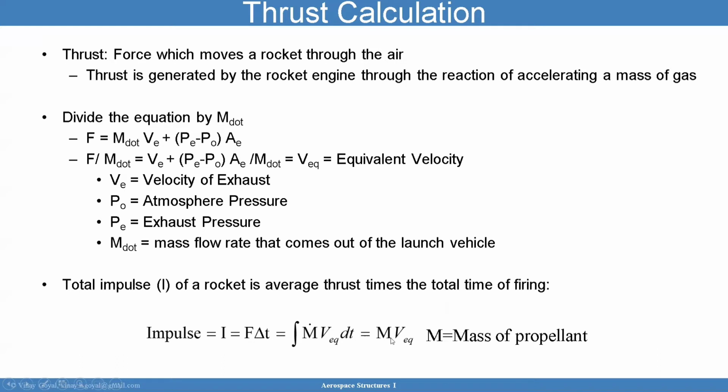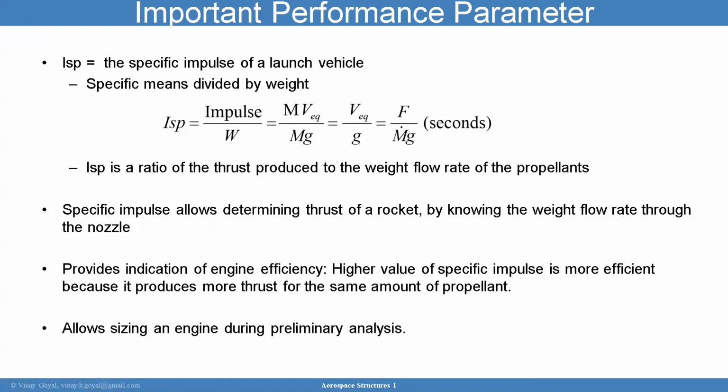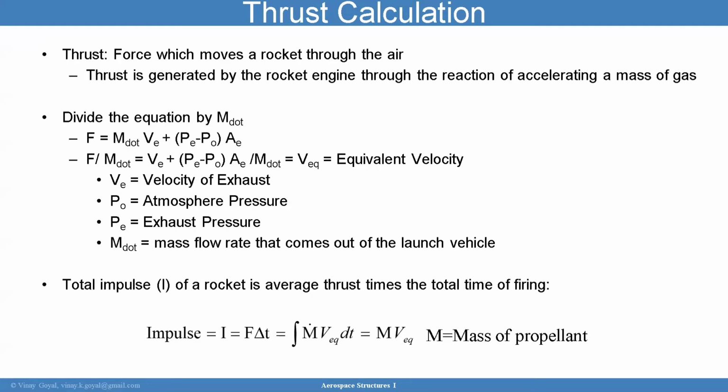When you integrate this, you notice that m dot dt is in essence mass. So the mass of the propellant times the equivalent velocity gives you the impulse. Notice how the time dependency has gone away. ISP now takes even further that information, and it's almost like an efficiency calculation. You can have a lot of mass of propellant and a lot of equivalent velocity, which will give you a large impulse.